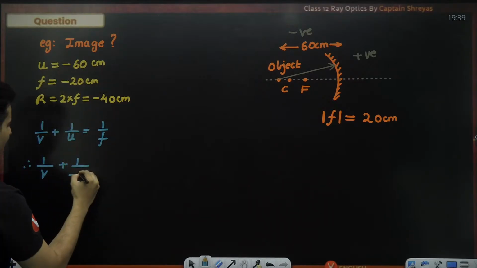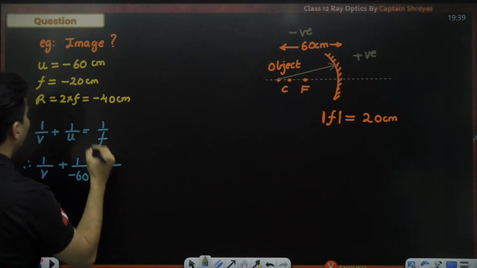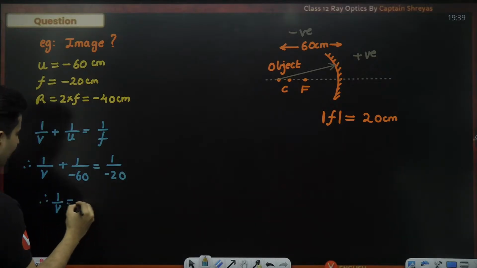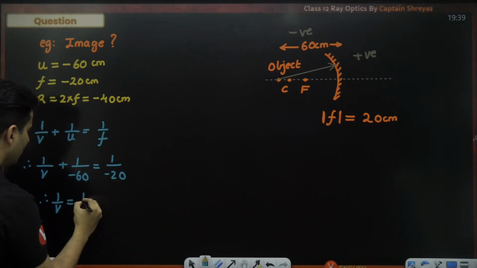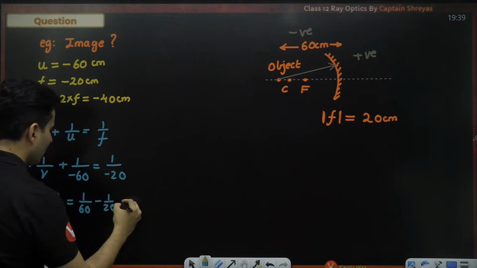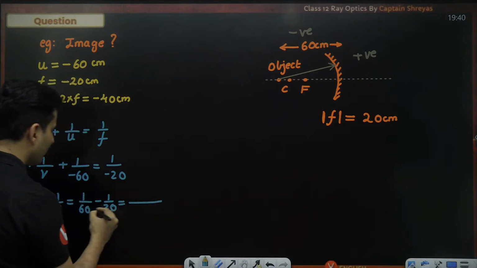Object distance is minus 60. Focal length is minus 20. Therefore, 1 by v will be, minus 60 will become plus 60, so it will become 1 by 60 minus 1 by 20. This I can take obviously LCM.